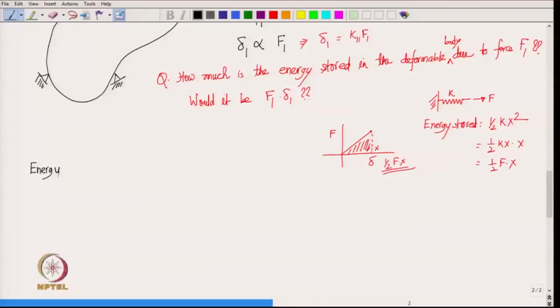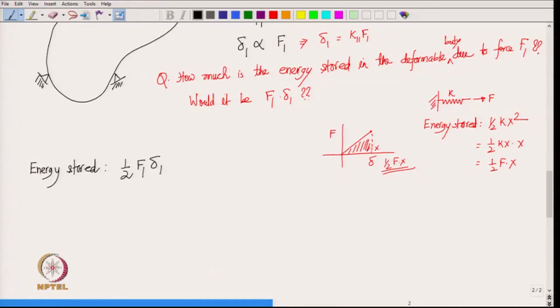Okay? But if you do it quasi statically, slowly you ramp up the force, the energy stored is always half of F1 into delta 1, and the work done by the external agent is then also half of F1 into delta 1. Okay. So, the bottom line, the energy stored is simply half of F1 into delta 1.